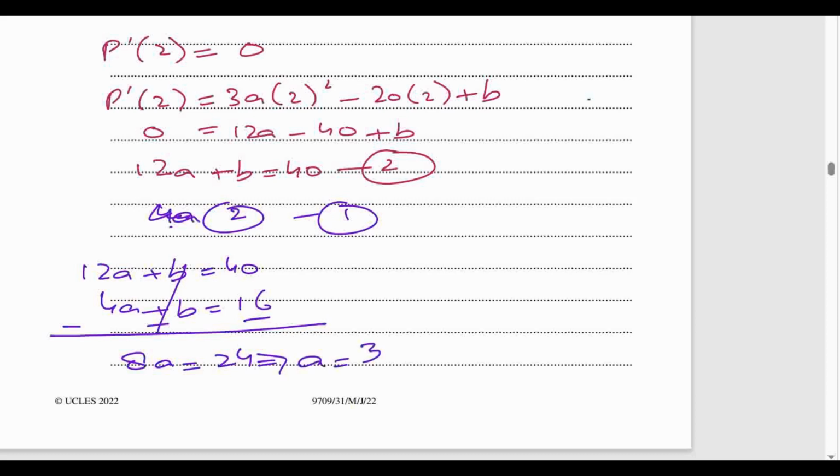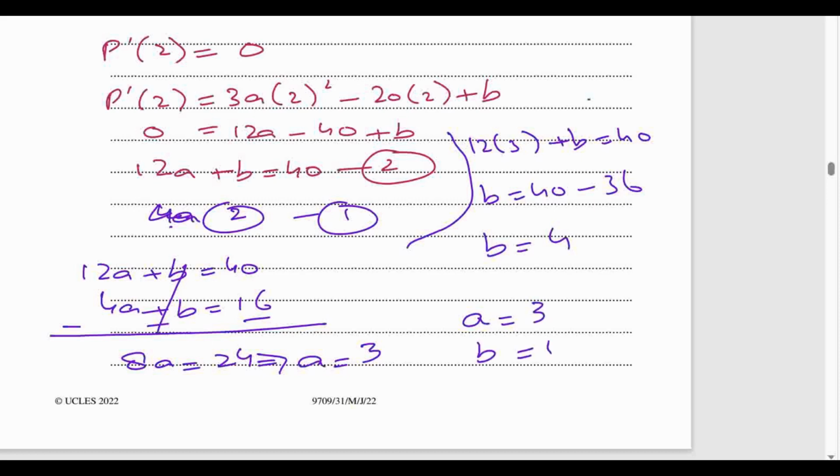Now just put the value of a in any of the equations. Let's suppose we put it in the second one, so this will be 12 into 3 plus b is equal to 40. So b will be equal to 40 minus 36, so b will be equal to 4. So a is 3 and b is 4. So this will be the final answer. I hope that the concept is clear.